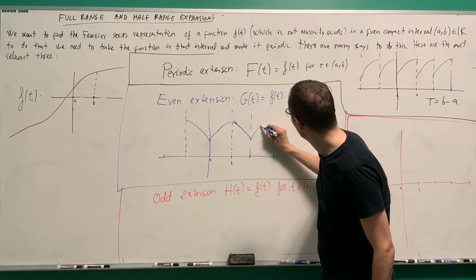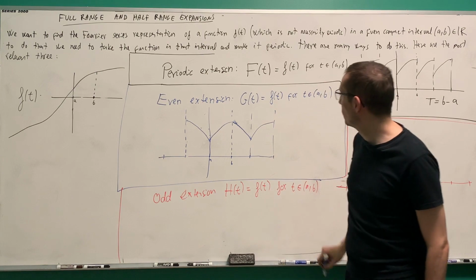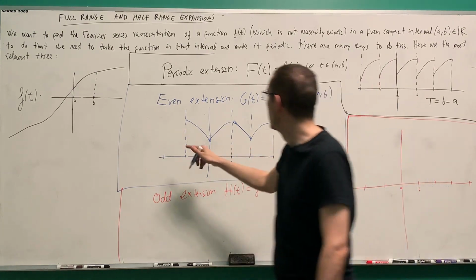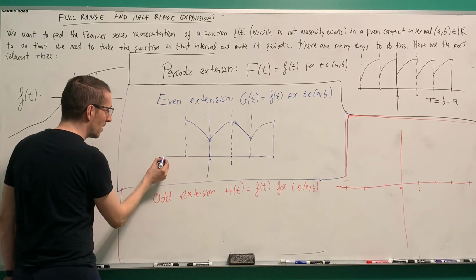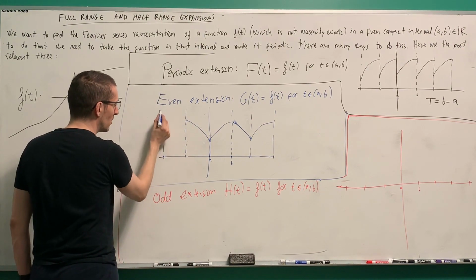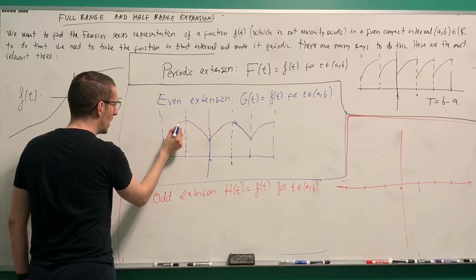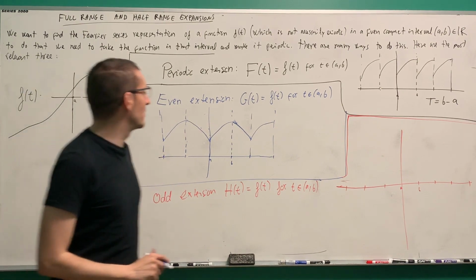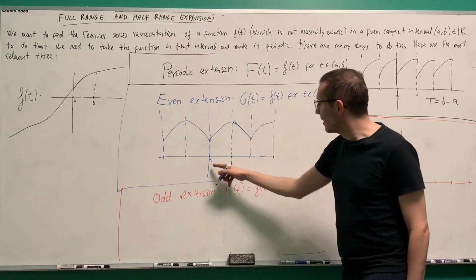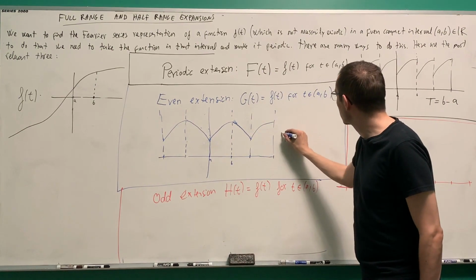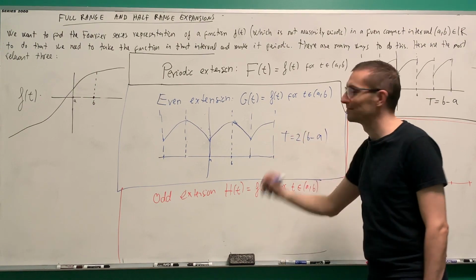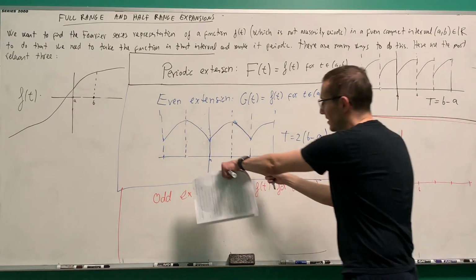And then, again, a copy that has to be even. You see, this is, again, the same thing, the same copy as this. And then, same goes here, it has to be even. So, this one would go like that. Okay? So that's the even extension. And as you can tell, the period of that is twice b minus a. Because the period is this.